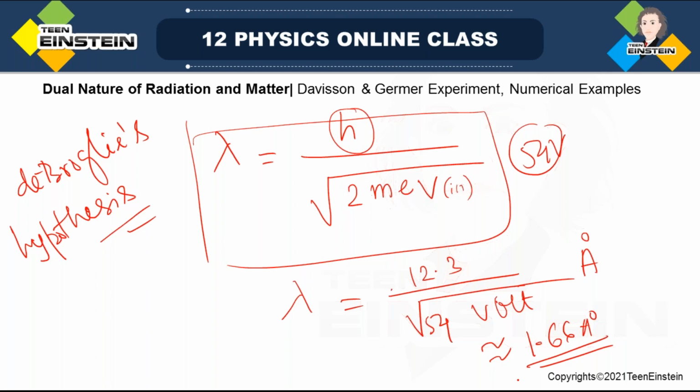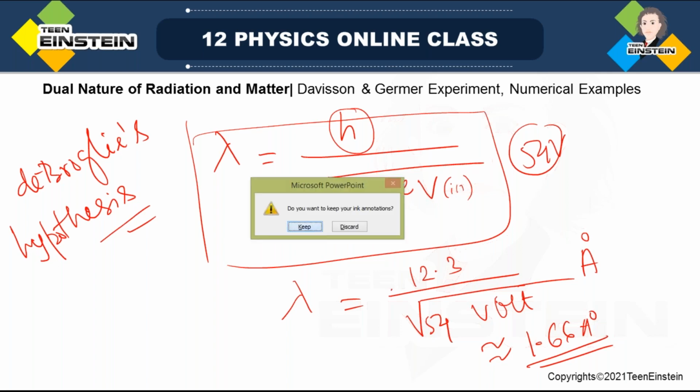So this is how it was proved. By doing this electron diffraction experiment, Davisson-Germer and later G.P. Thomson proved the existence of the wave nature of the electron, and thereby the validity of de Broglie's hypothesis, that any material particle in motion will also exhibit wave nature. So this is the whole experiment.